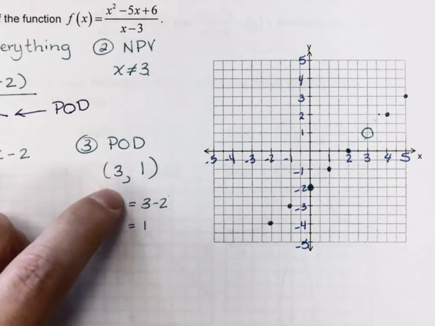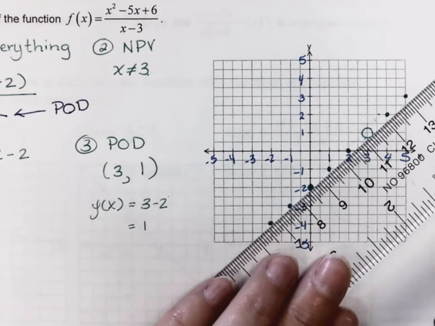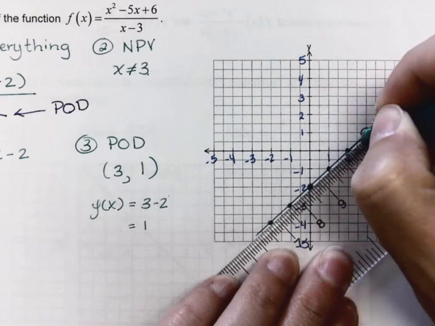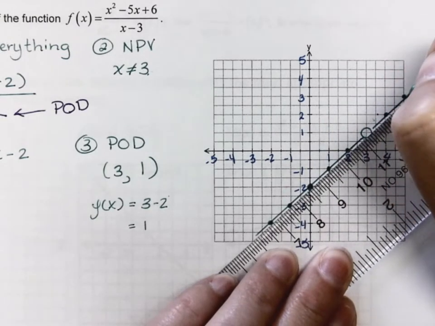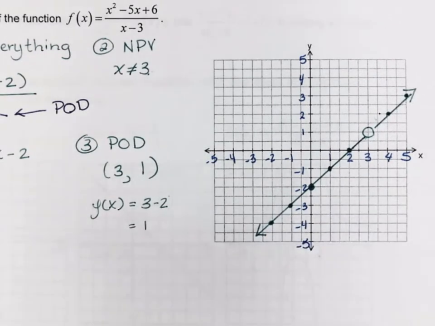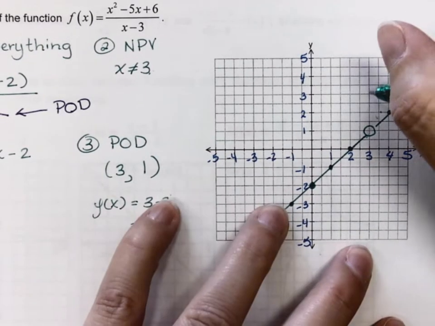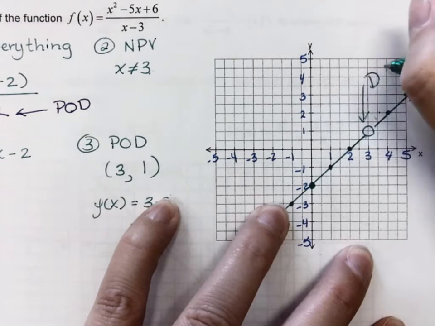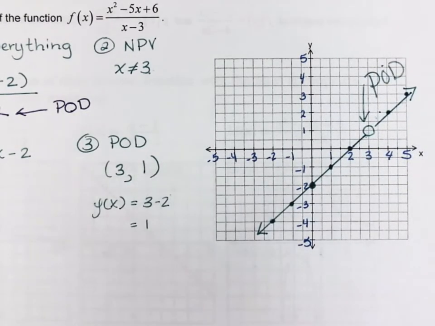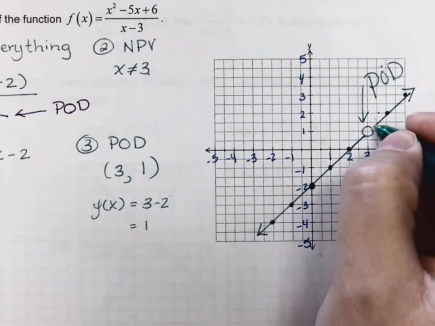Yep, because it can continue on past that point. So then I'm going to connect my dots. I am not going to go through the circle, because that is the hole in the graph. Sorry, I waited for so long. So that's the point of discontinuity.